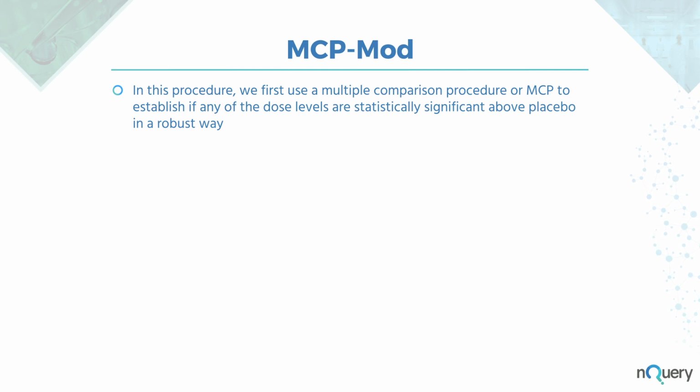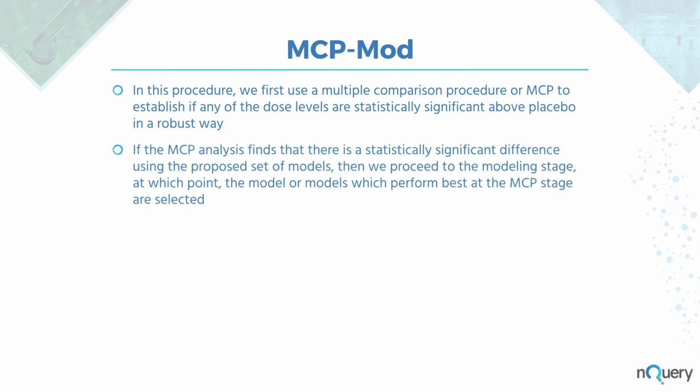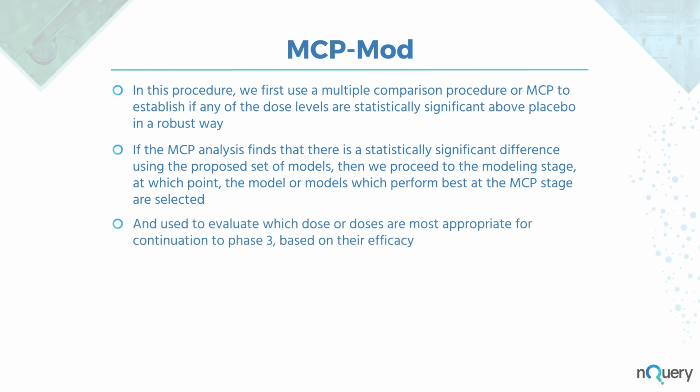In this procedure, we first use a multiple comparison procedure, or MCP, to establish if any of the dose levels are statistically significant above placebo in a robust way. If the MCP analysis finds that there is a statistically significant difference using the proposed set of models, then we proceed to the modelling stage, at which point the model or models which perform best at the MCP stage are selected and used to evaluate which dose or doses are most appropriate for continuation to Phase 3 based on their efficacy.